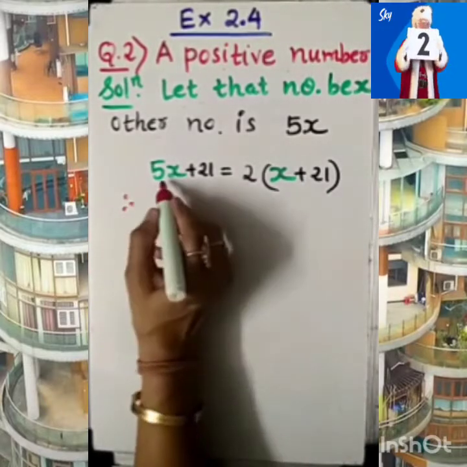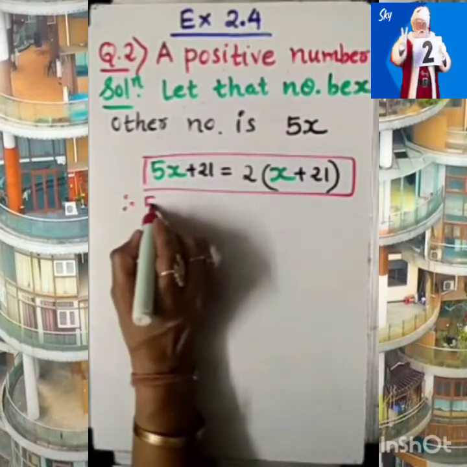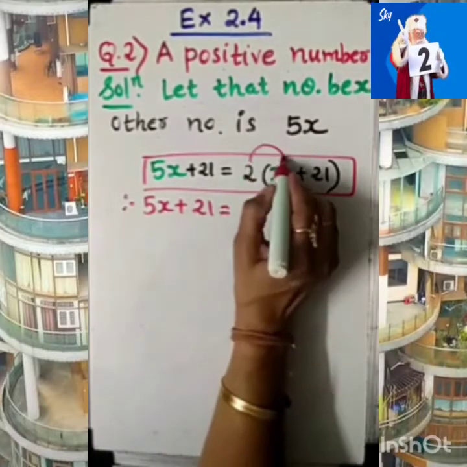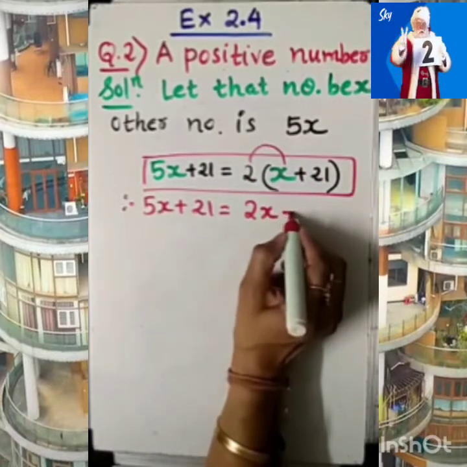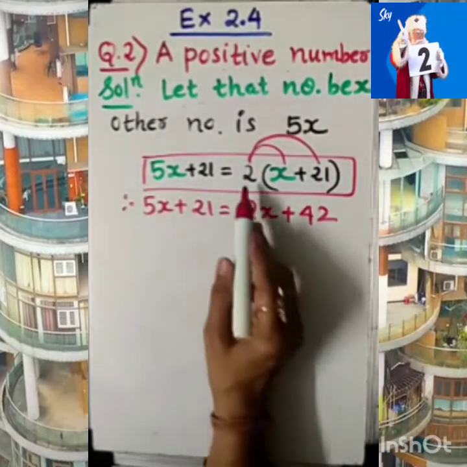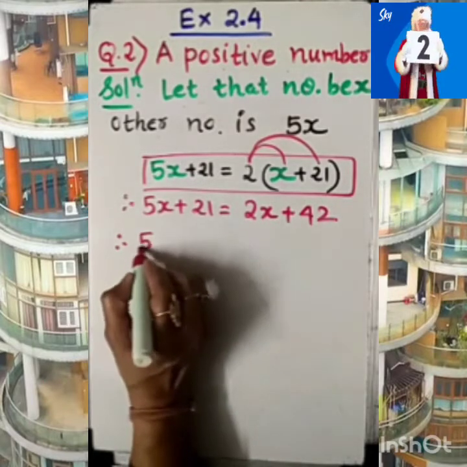This is the equation. Now let's simplify it. As usual, 5x I am writing here plus 21. 2 into x, multiplication of this is 2x, plus 2 into 21 gives the result 42. Now how to simplify, you know very well.